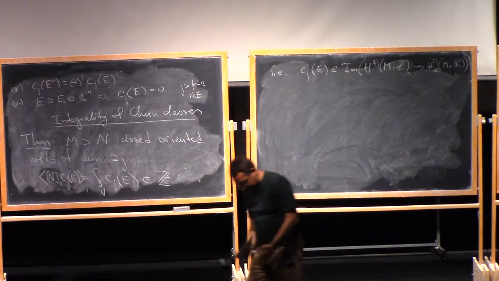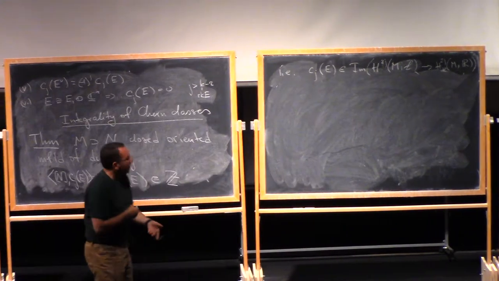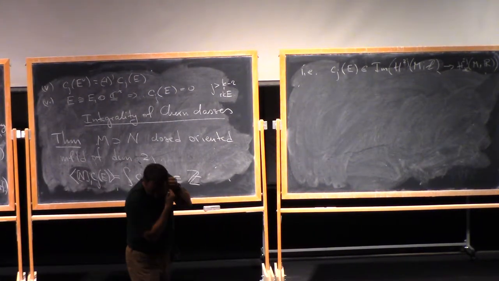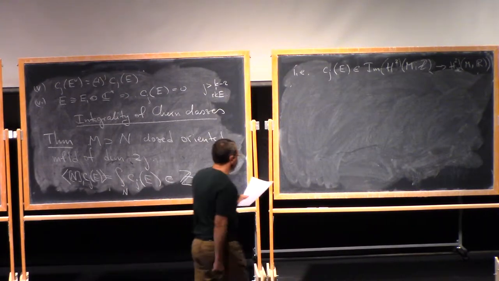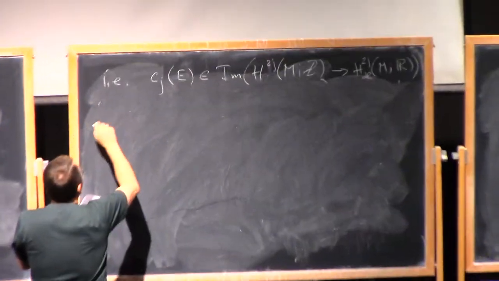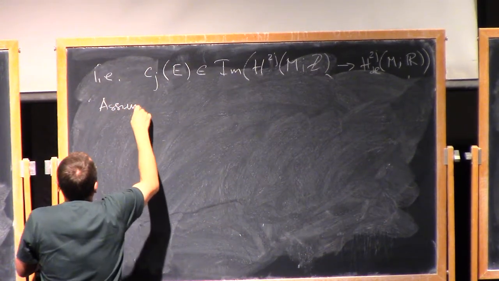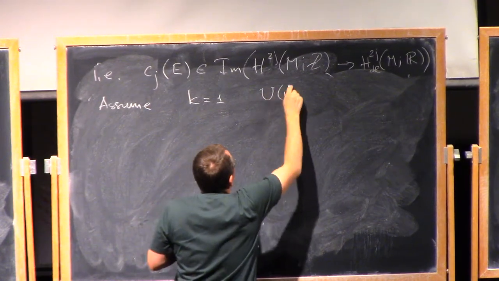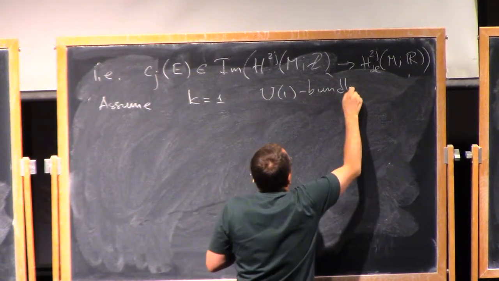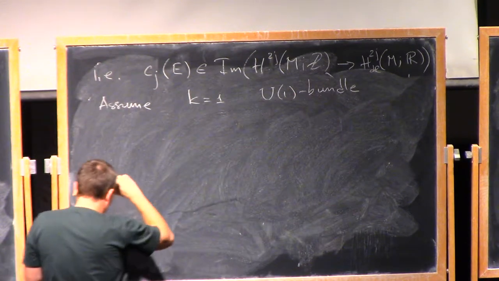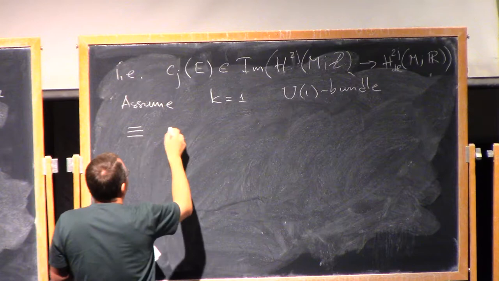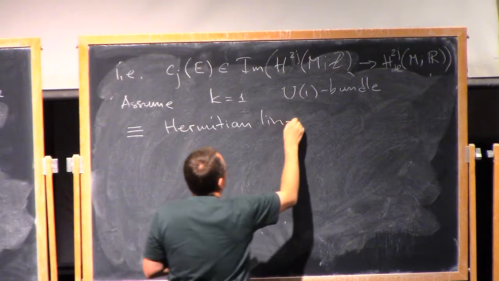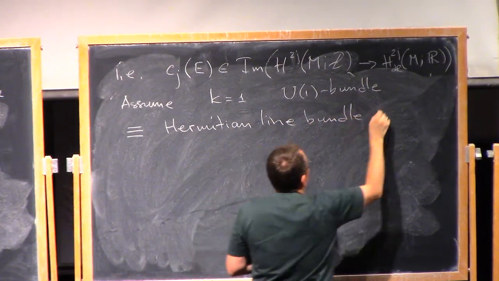Now, how can we see this property? So here is one way to see this. For this, let me assume that k is 1, so that in fact we have a U(1) bundle. This is just the same as saying that we have a Hermitian line bundle. So let it be L.